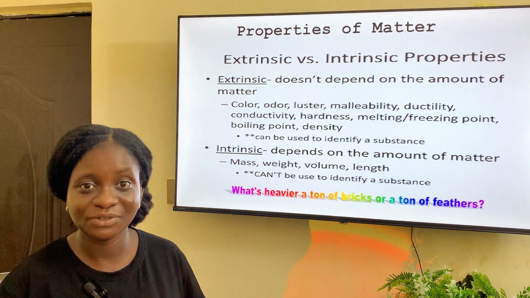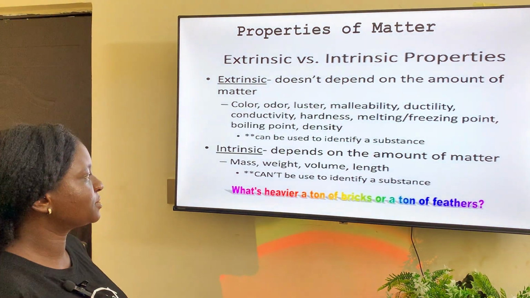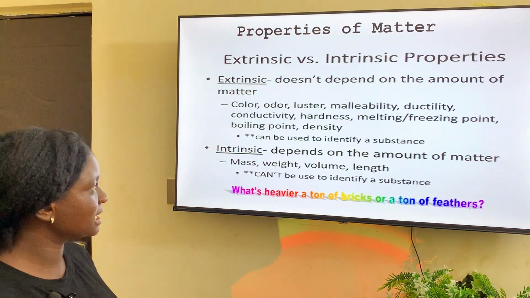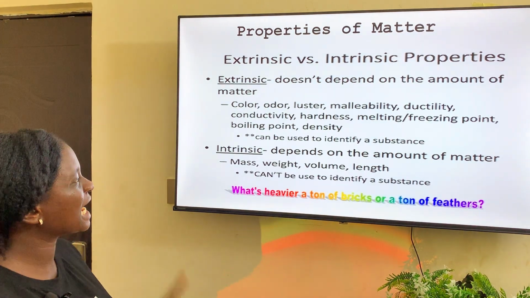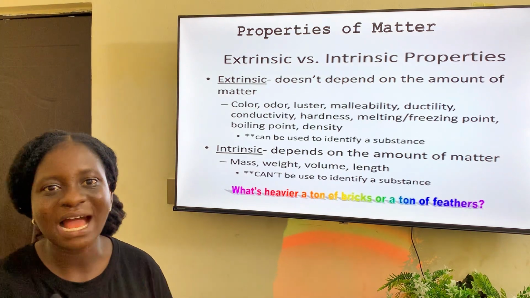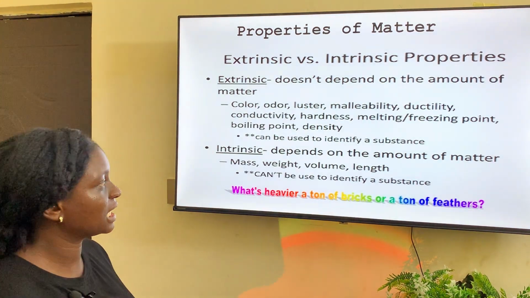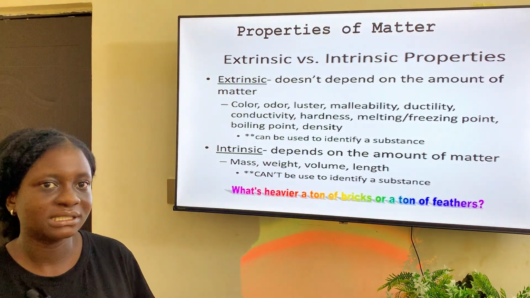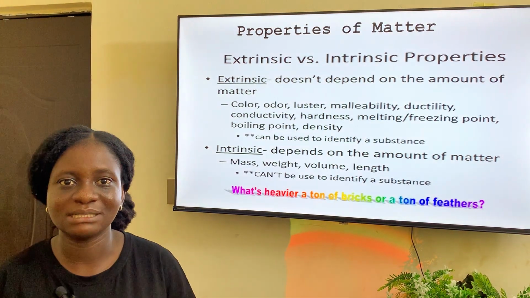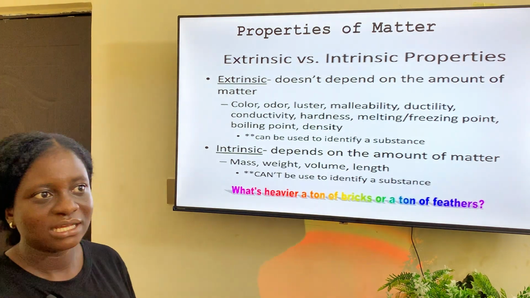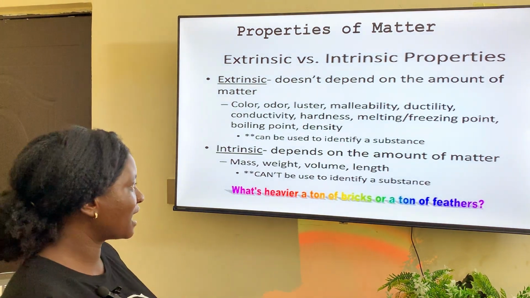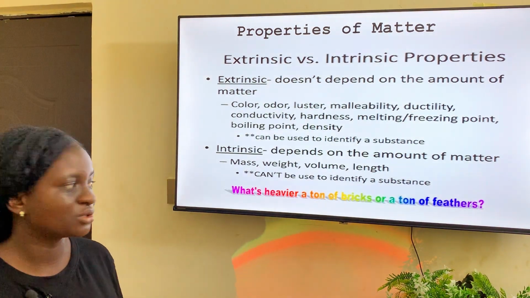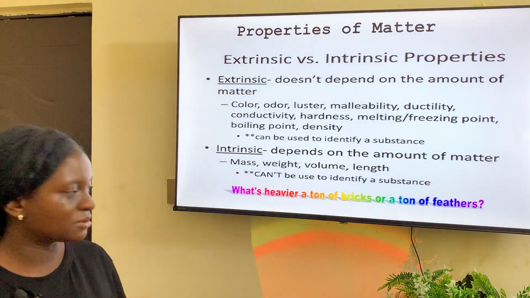We can measure the volume, we can measure mass. Another striking difference is that extrinsic properties can be used to identify a substance. Like you can say a book has a blue cover page, so it can be used to identify. Why intrinsic can't be used to identify a substance.